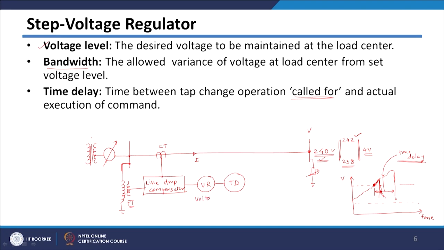This is your voltage relay which gives the signal. There will be some time delay circuit, and after that this signal will be given to what is called the motor operating mechanism. This will give the signal to your regulator, and this regulator will operate, or its step will be changed, depending upon whether voltage step down or step up is required.